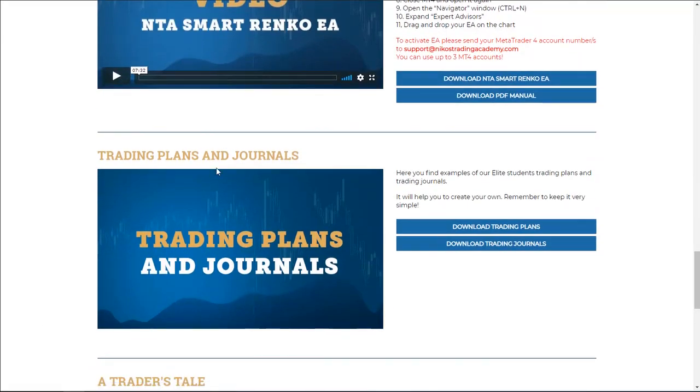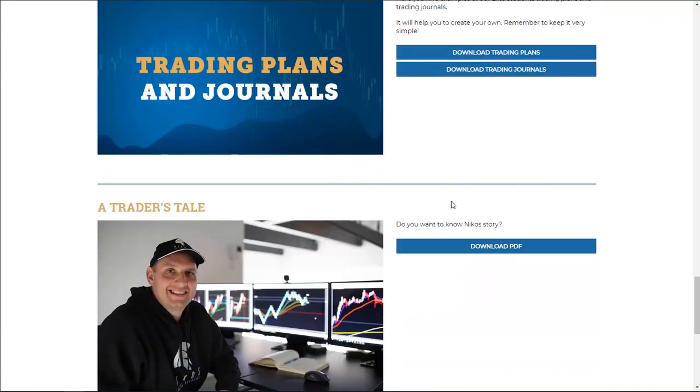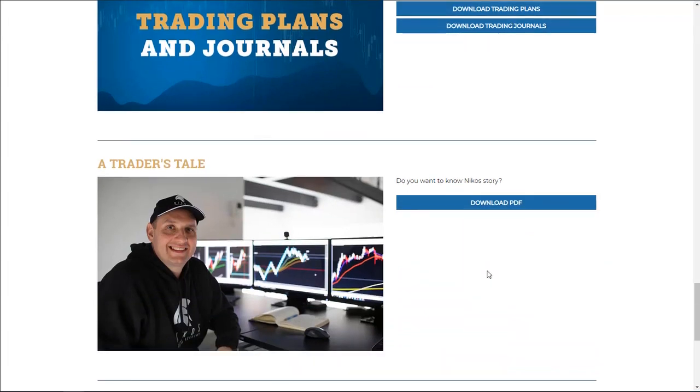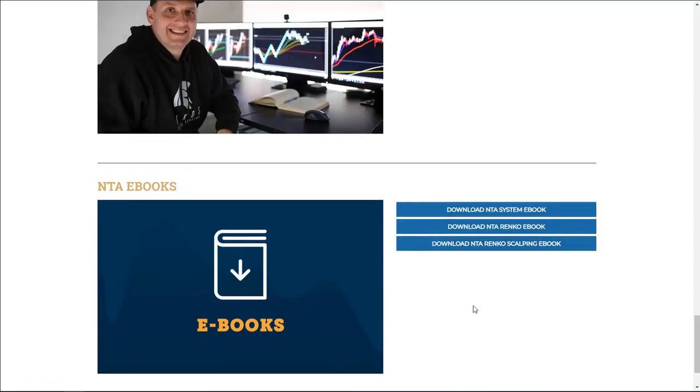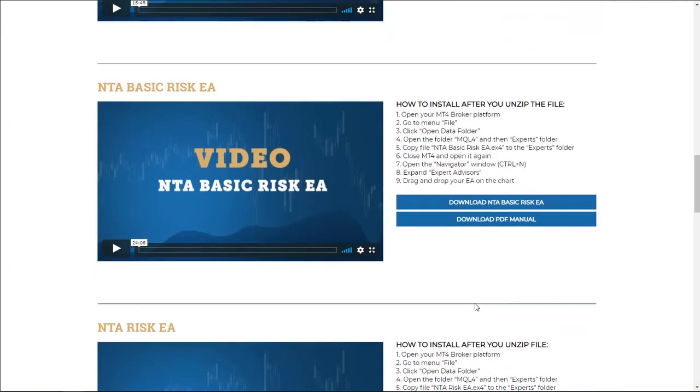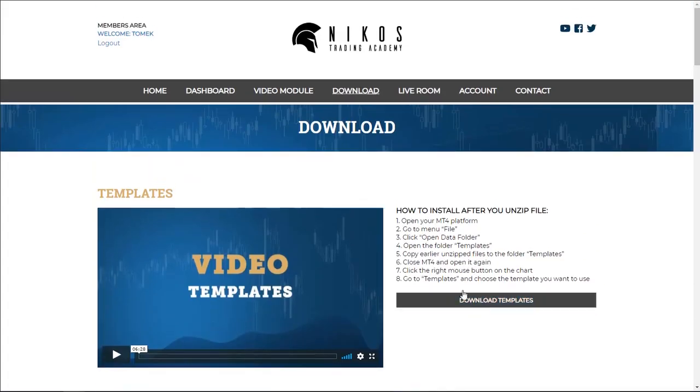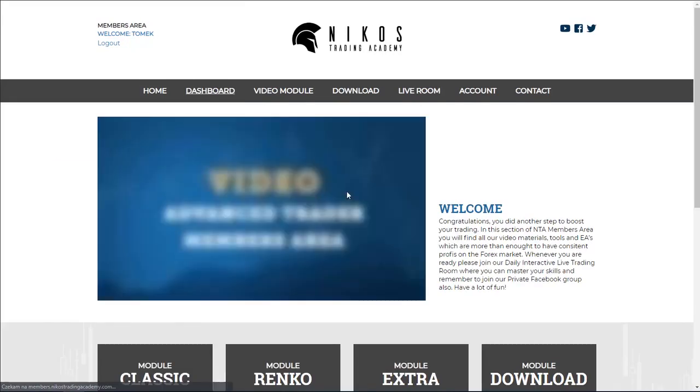Lower you will find trading plans and journals. We added here some examples of our elite students, trading plans and trading journals, so it will also be easier for you to create something like this. Lower is Niko's story, so you can download the PDF and read his story. And below, our ebooks: our core system, Renko, and the extra Renko scalping system. So please check this down section first, and then if you are ready, if your templates are in MT4, you can go directly to the video modules.